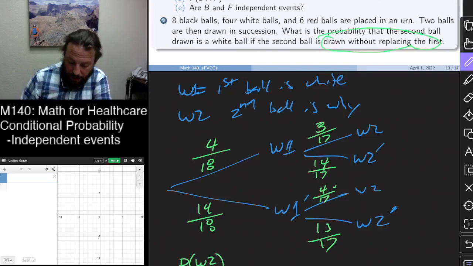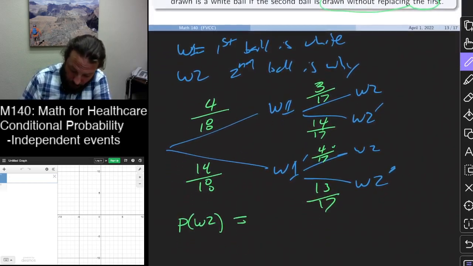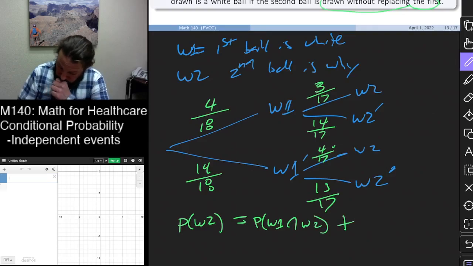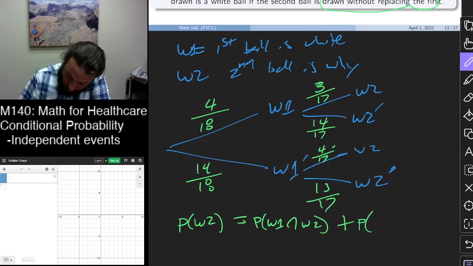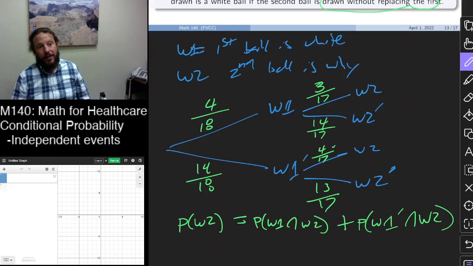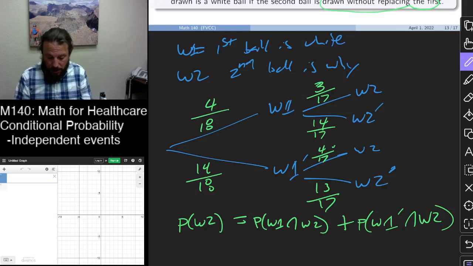Let's think about that. You could either get a white ball first and a white ball second, or you could get a non-white ball first and then a white ball second. Notice we don't have to worry about subtracting out the intersection from that union.